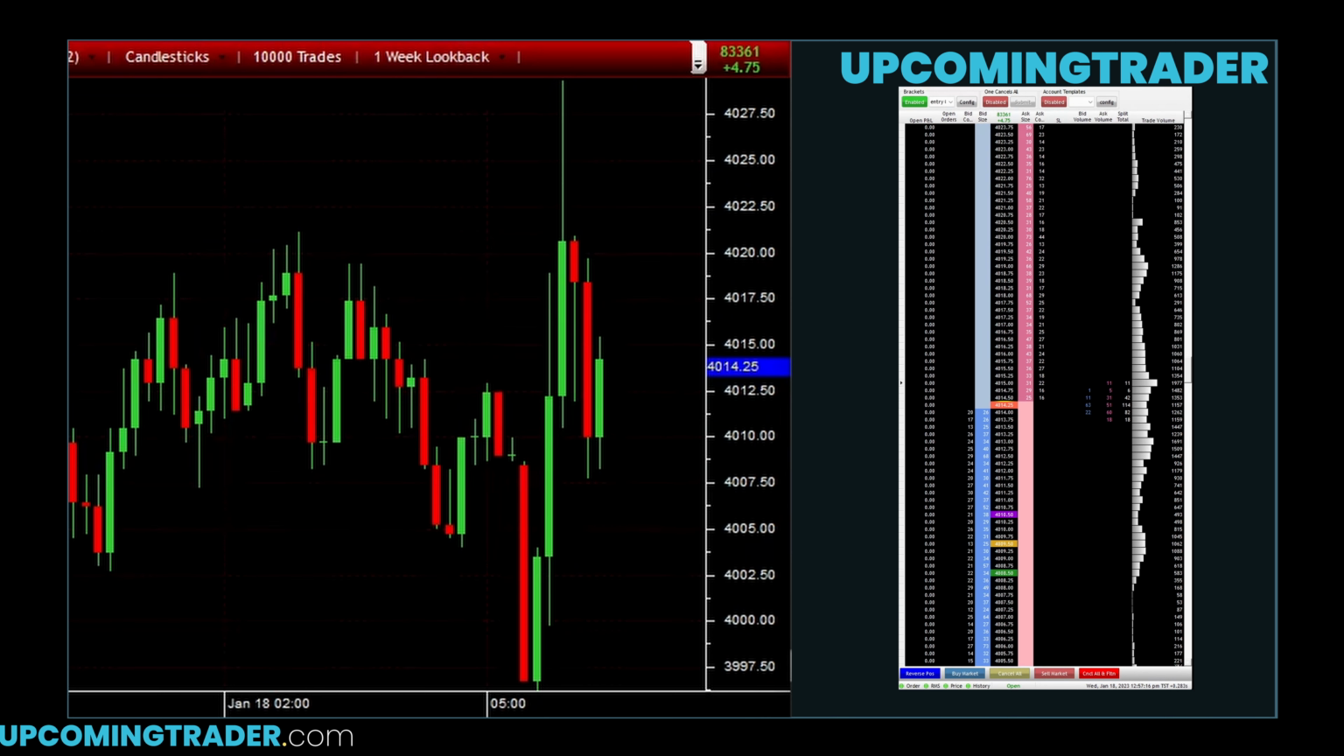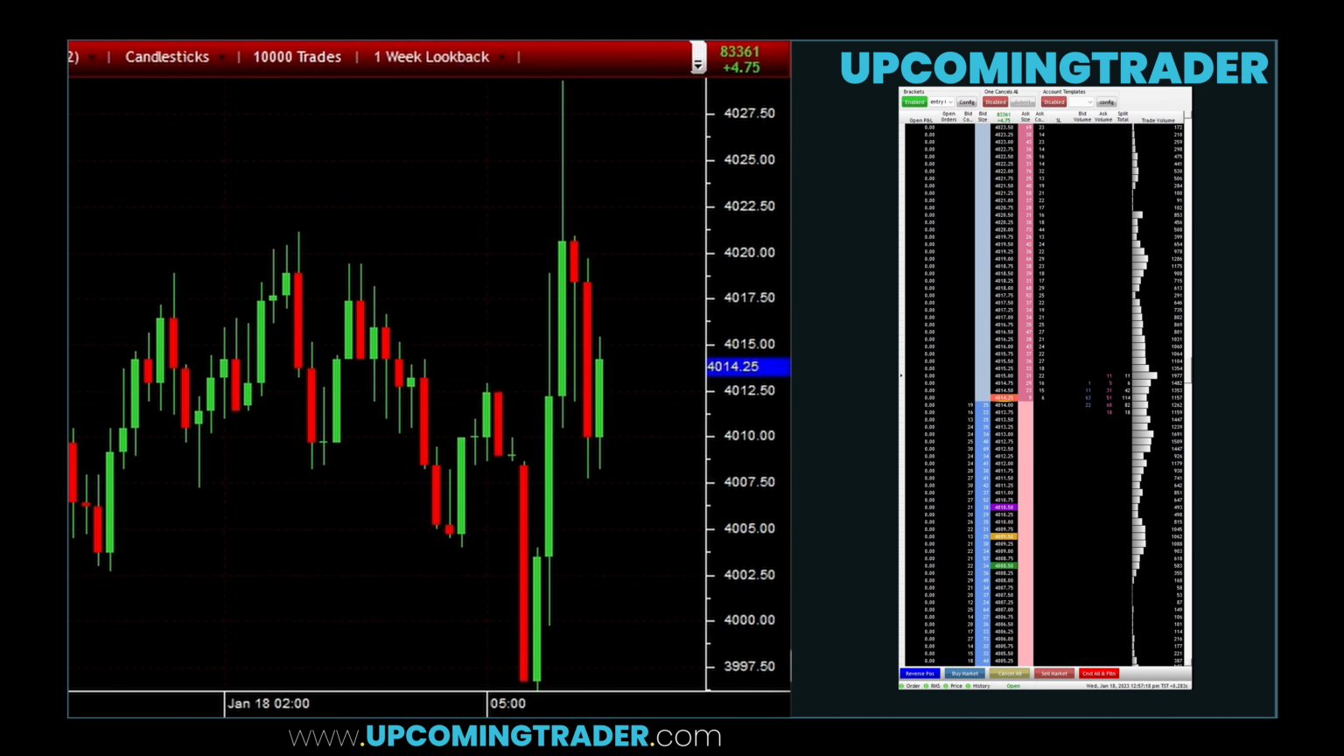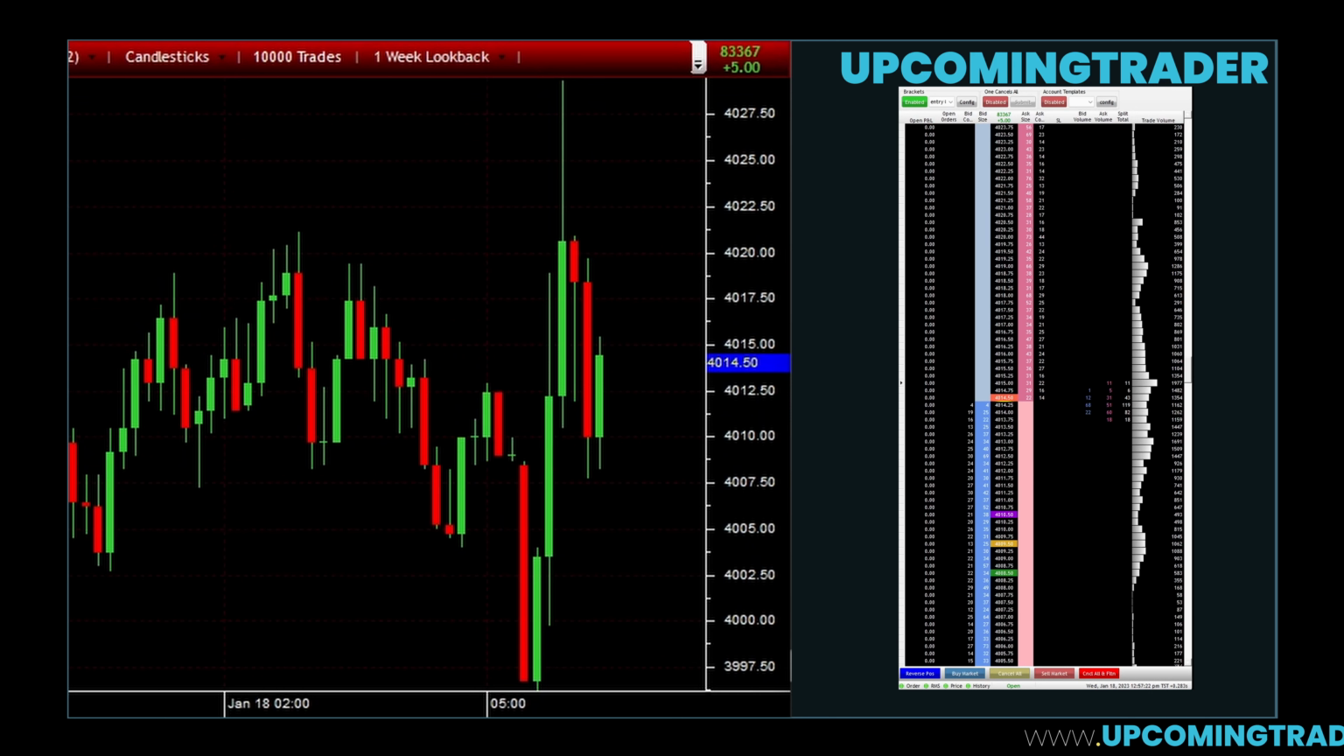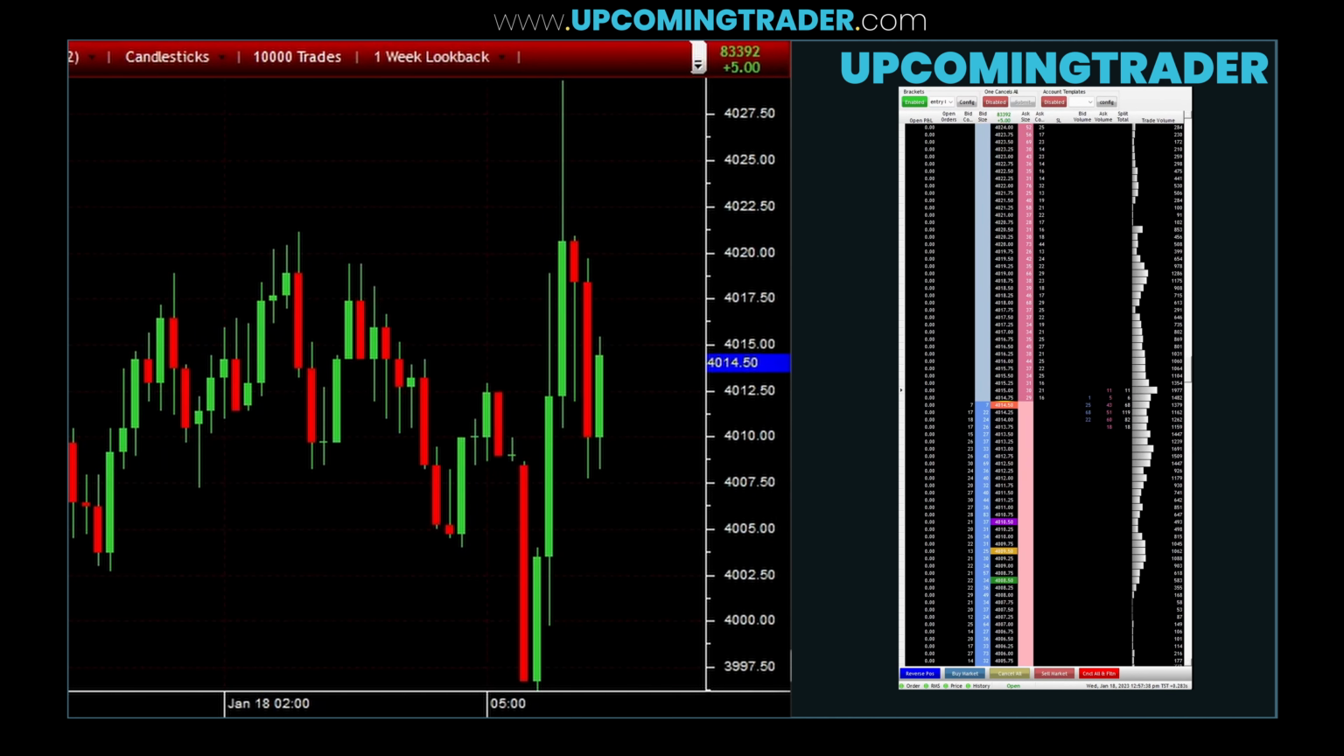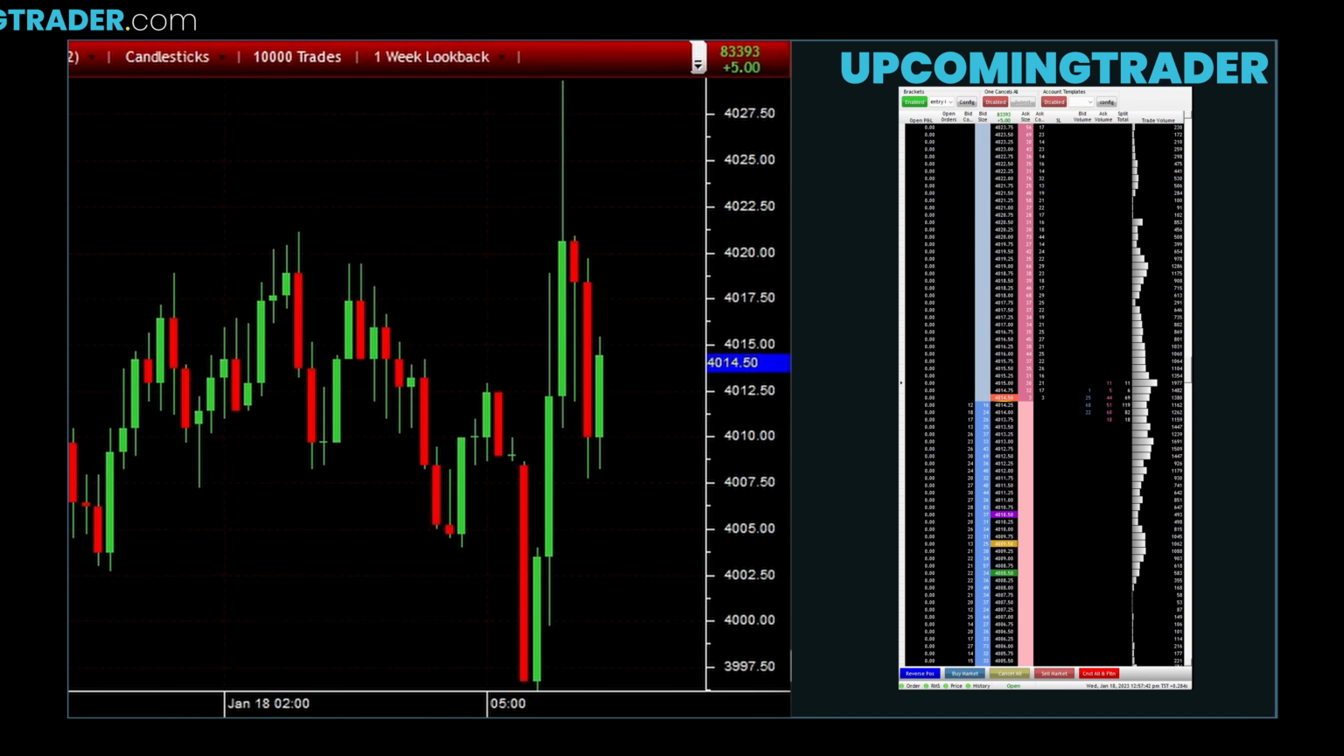The doji is another key pattern that represents indecision in the market. It forms when the opening and closing prices are almost the same, creating a very small body. The length of the wicks can vary, but the key takeaway is that neither buyers nor sellers were able to gain the upper hand. When a doji appears at a high volume area, it could signal a possible reversal, particularly if it follows a strong trend.